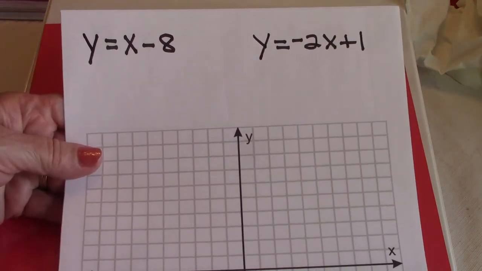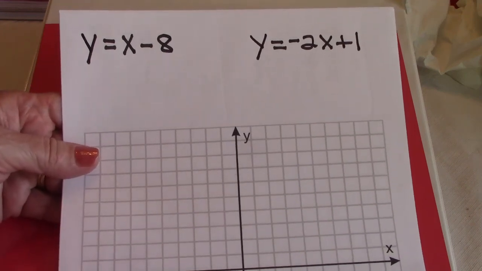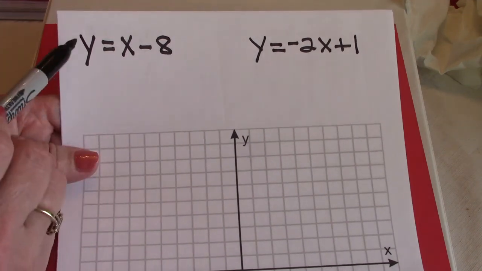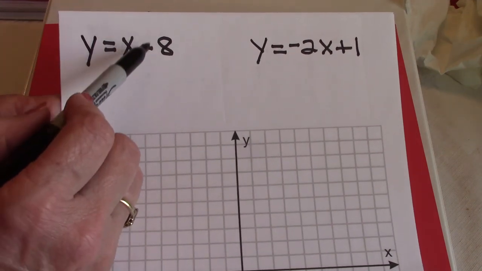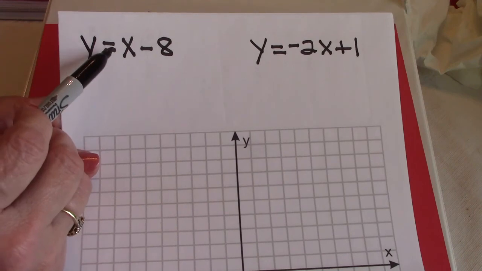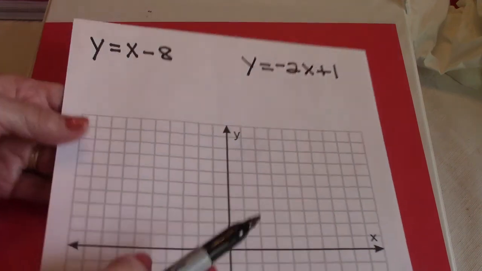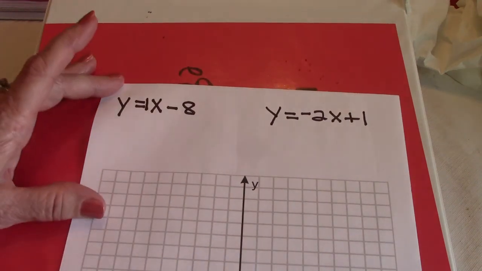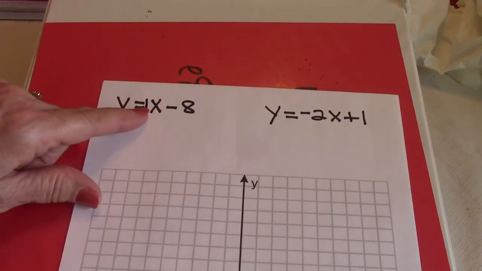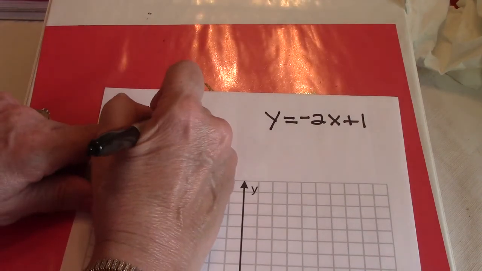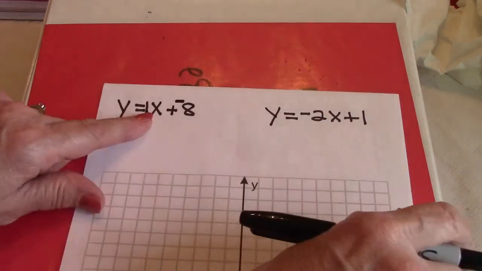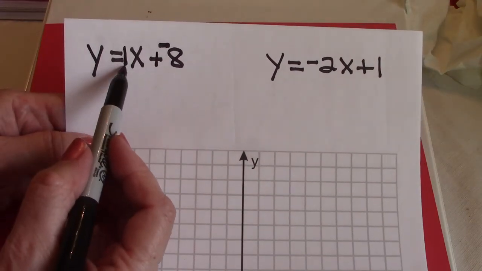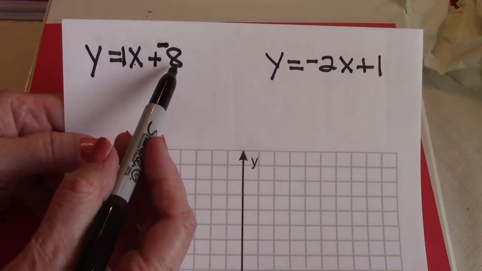So the easiest way to graph is if you can get it in slope-intercept form. If you remember, I taught you y equals mx plus b. But there is no m. Now we know if there's not an m, we just assume it to be a 1. And we can also say keep, change, change, which puts it in the slope-intercept formula. Y equals mx plus b.